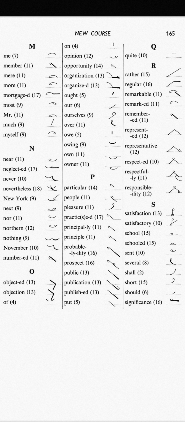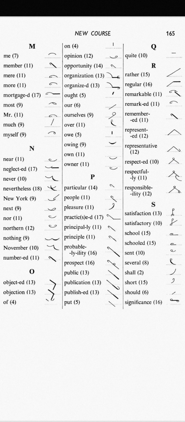N stroke with gaze stroke with L hook above the line for neglect or neglected. N stroke above the line, V stroke on the line for never. N stroke above the line, intersect it with V stroke on the line for nevertheless. N stroke on the line with Y upward for New York. N stroke with ST loop on the line for next.